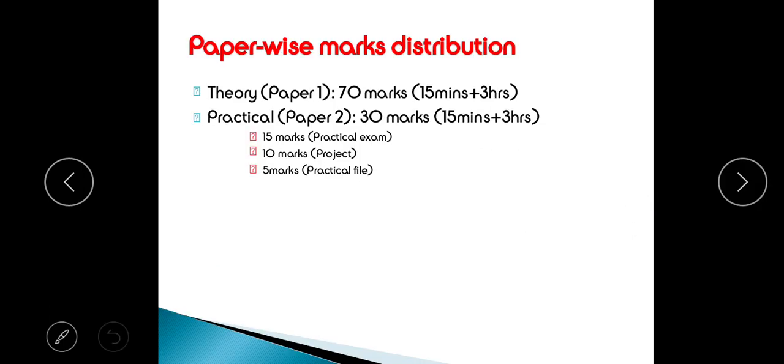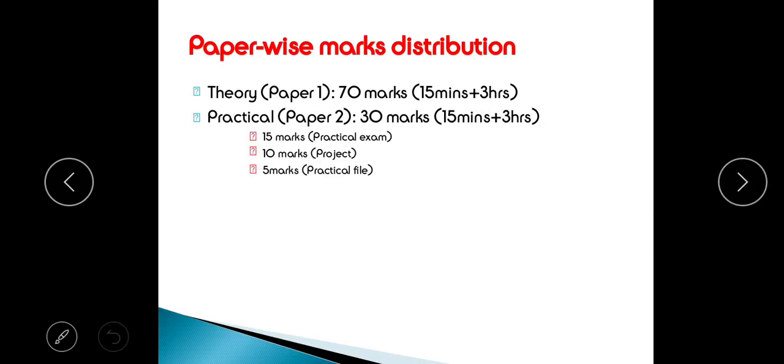Now these are the two papers that are going to be there, and we will be discussing them over here also, theory and practicals. The detailed scope of the syllabus, the specimen paper and the reduced paper are all given on CISCE.org. I'll be attaching the link below in the description box.